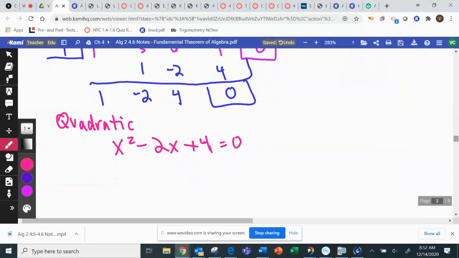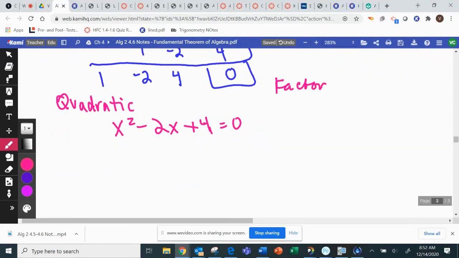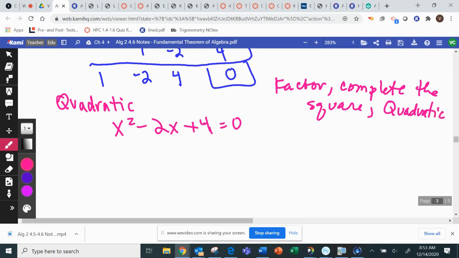When we have a quadratic, we can factor. We can complete the square. Ooh, I feel like doing that one. I haven't done it in a while. And we can do quadratic formula. So the first thing I'm going to do is try to factor. I tried to factor, and it doesn't factor. So I have to either do complete the square or quadratic formula. I haven't done complete the square in a while, so I'm going to review it. But you could do quadratic formula. I'm not saying you have to do one or the other.